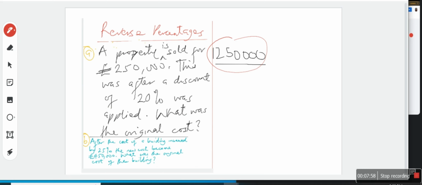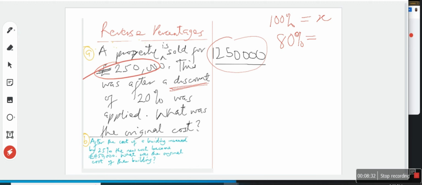You can actually say the original cost was 100%. And that 100% is what we don't know. We can call it X. Now, when you remove 20%, because discount means take out 20%, if you take out 20% from 100, what do you have? So this cost is the 80%. This is one way of doing it. What's the value for the 80%, which it was sold at?